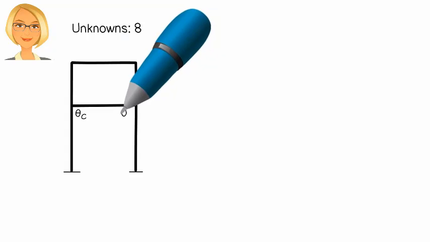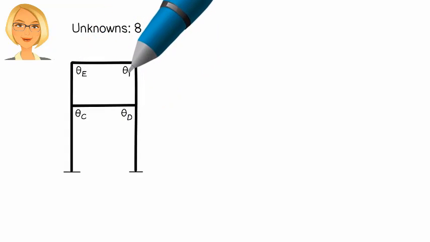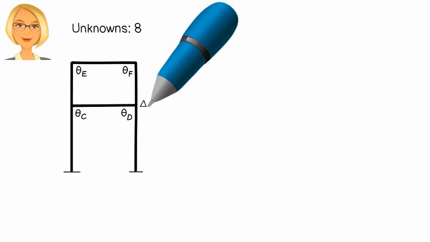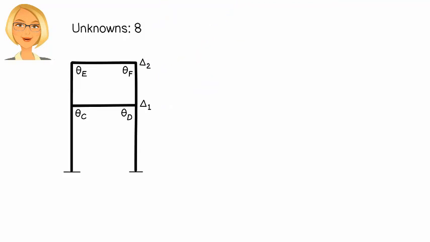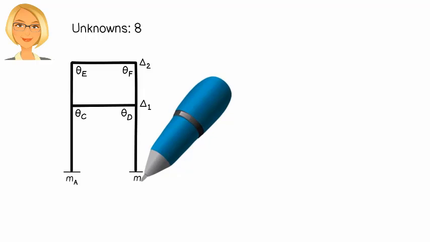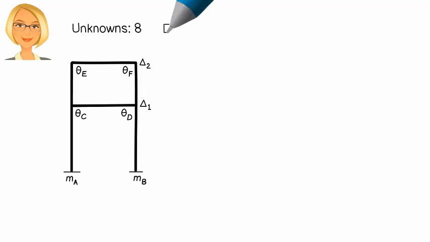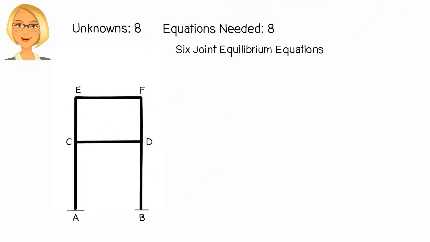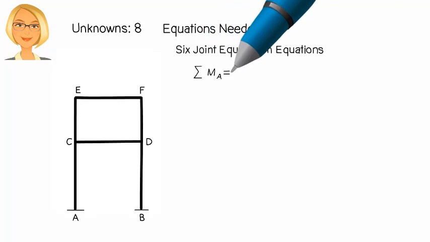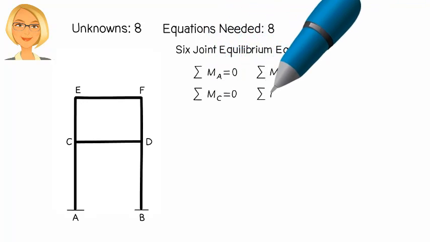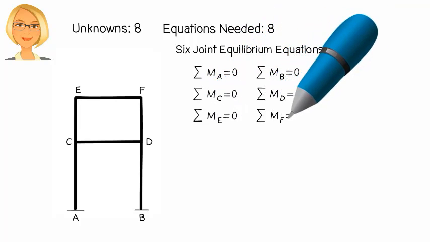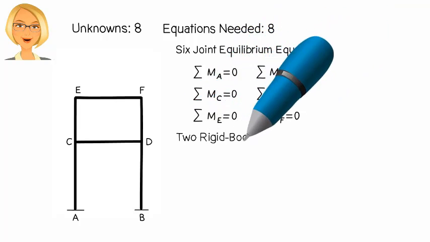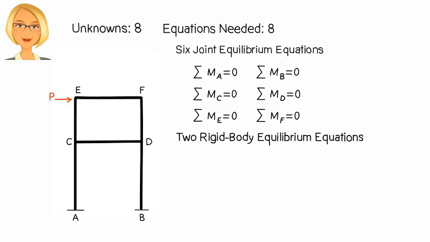There are 4 unknown slopes, 2 unknown displacements, and 2 unknown moment reactions. We need 8 equations for determining these unknowns. 6 of these equations come from the moment equilibrium condition for the joints. They are the following. The remaining 2 equations come from a rigid body equilibrium condition applied to 2 distinct parts of the frame.